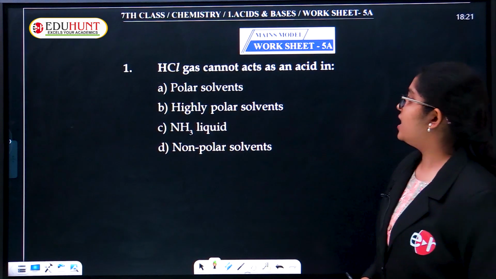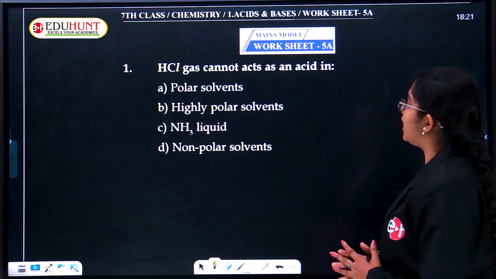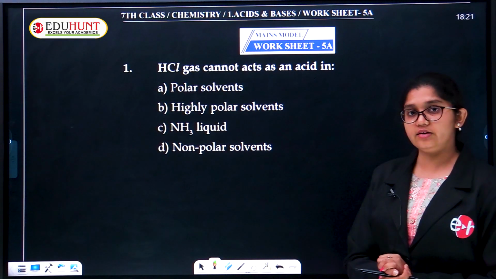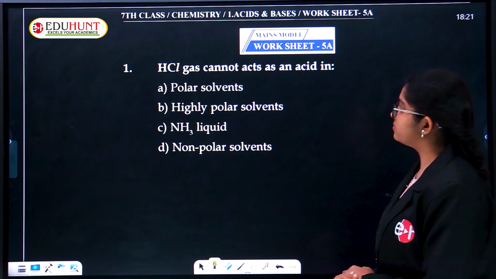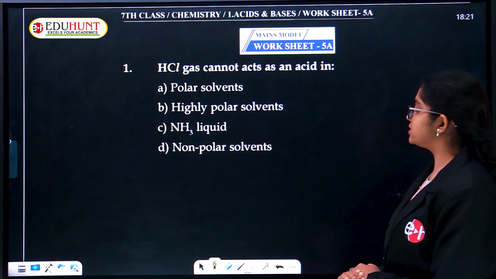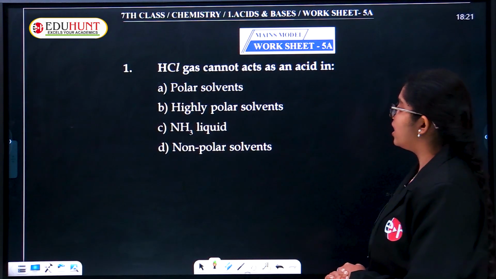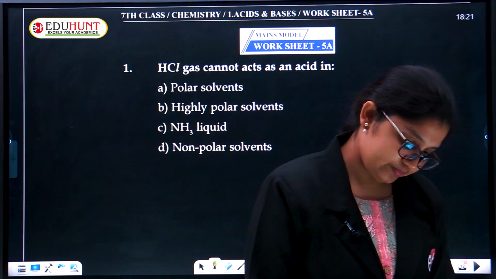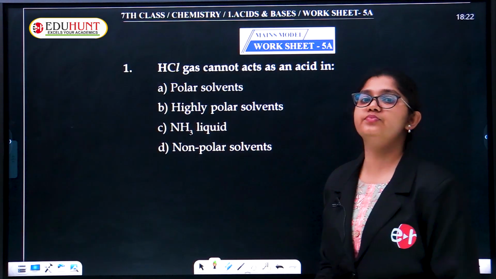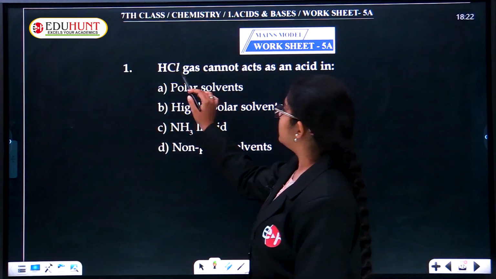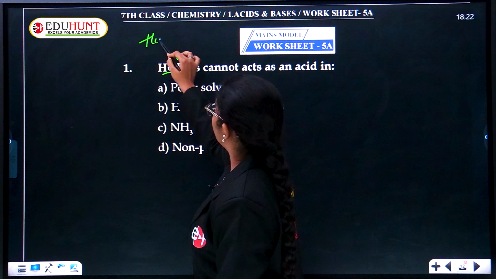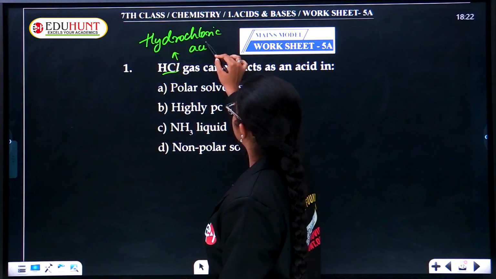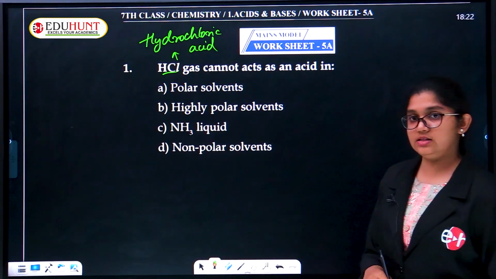Question number 1. HCl gas cannot act as an acid in dash. The options are polar solvents, highly polar solvents, NH3 liquid, non-polar solvents. HCl gas is given. Wait one second, children. Okay, fine. So tell me, hydrochloric acid gas cannot act as an acid in what?